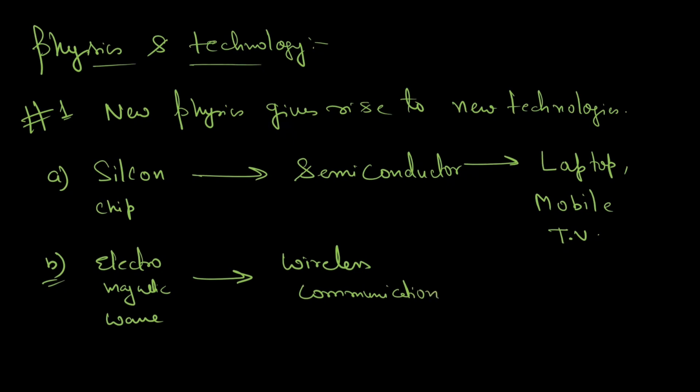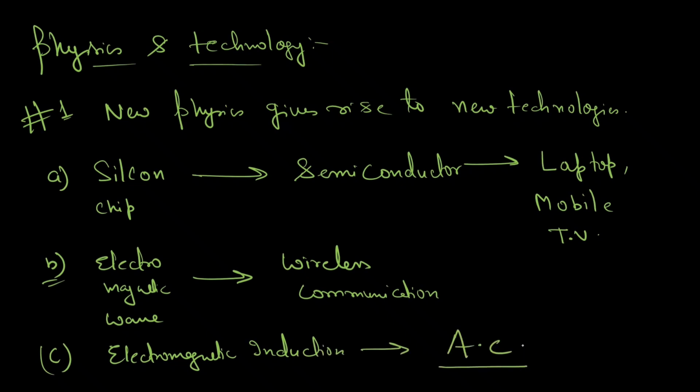Wi-Fi, the internet which you are using right now, with the help of which you are studying, is created by electromagnetic waves. For example, we are studying electromagnetism, electromagnetic induction. This was an accidental discovery, and with the help of this they created alternating current, AC.